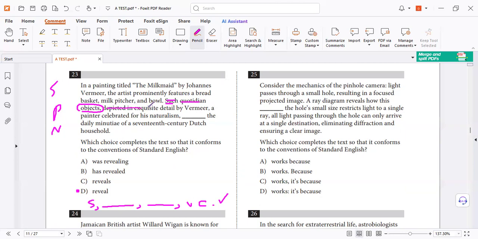Past participle, delete. Apposition information, delete. Apposition phrase, delete. Preposition phrase, delete. What is left? Object reveals the daily definition. So we need a plural verb plus singular, singular, singular. Three singular, delete. This is a hack.